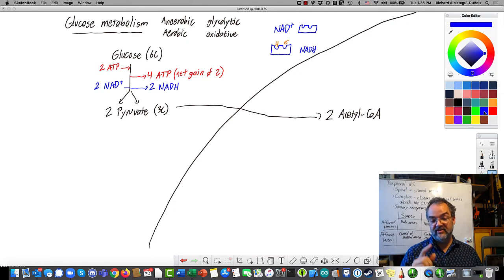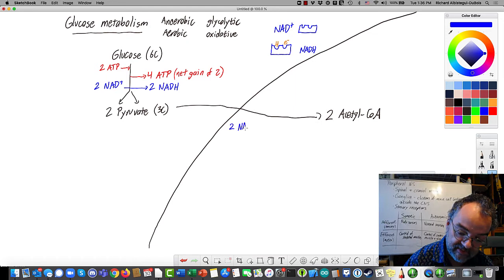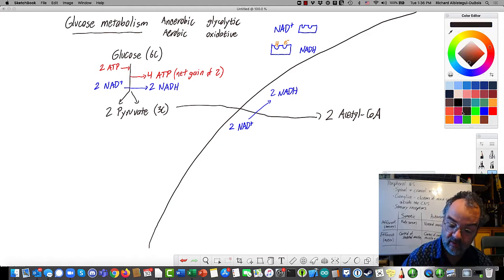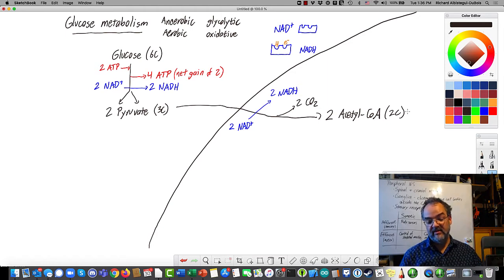Now, to do that, to turn pyruvate into acetyl-CoA, we're going to have to use 2 more NAD+, becoming NADH, and we're going to extract 2 molecules of CO2 as waste products. Acetyl-CoA is a 2-carbon molecule. So now we've gone from 2 3-carbon pyruvates, 6 carbons total, to 2 2-carbon acetyl-CoAs, 4 carbons total. The CO2 are where the other 2 carbons went. That's a waste product there.